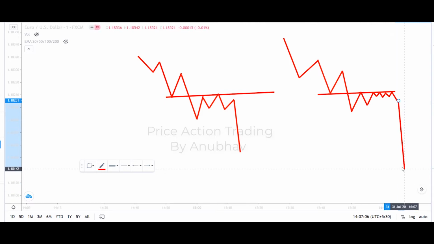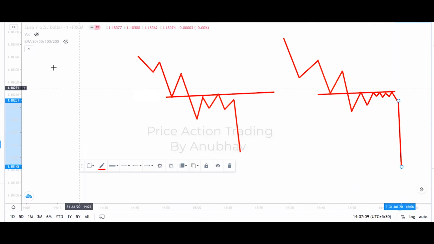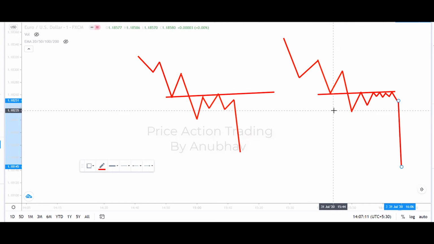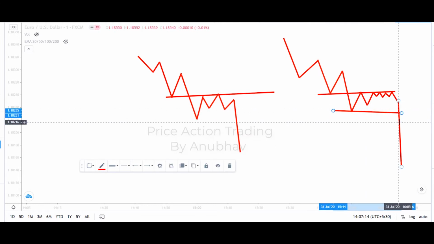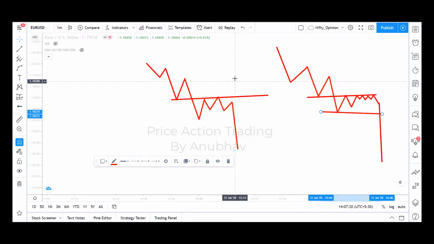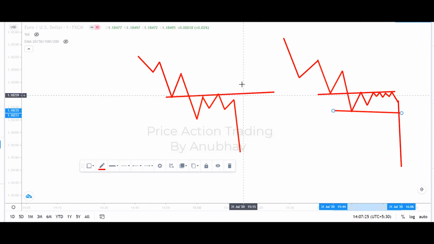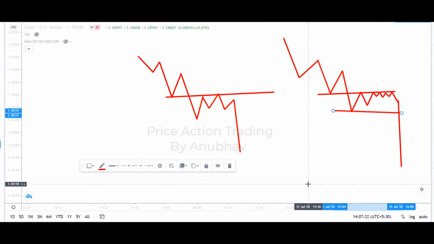You are not sure of this level. Until it goes from here, or gives you some kind of confirmation, you are not sure when and where the market will move. But the likelihood of the market going down from this structure is strong enough. So this is one of the key points that you need to look for, that you have to go with the trend.